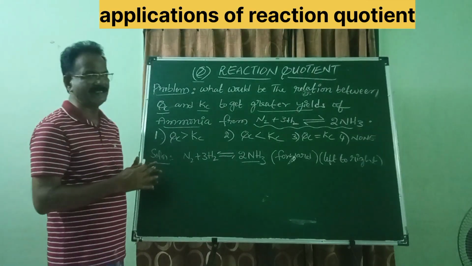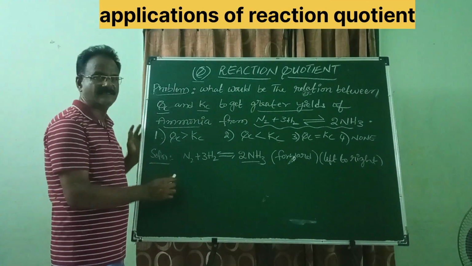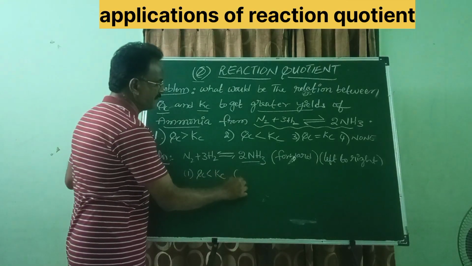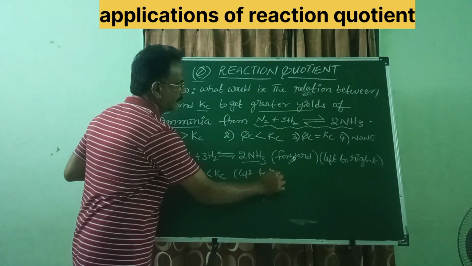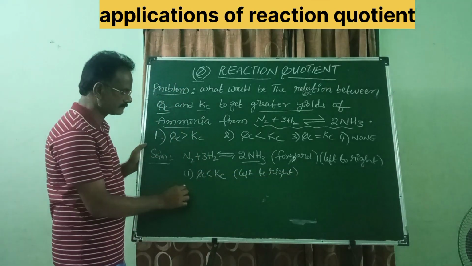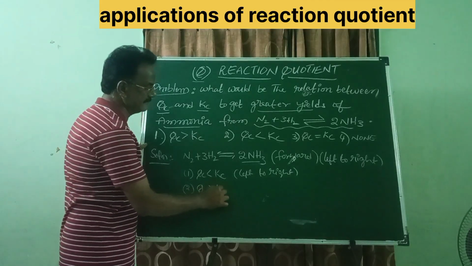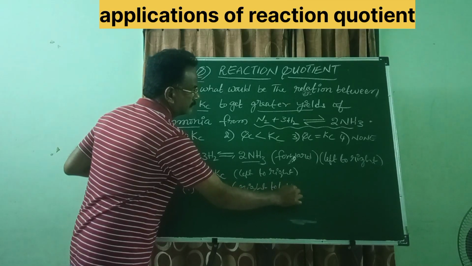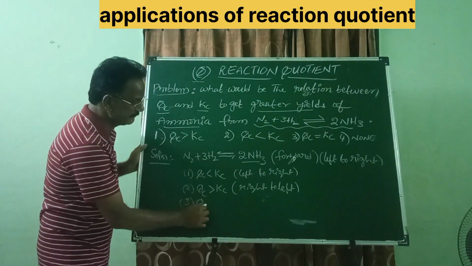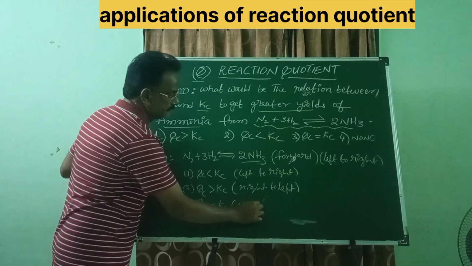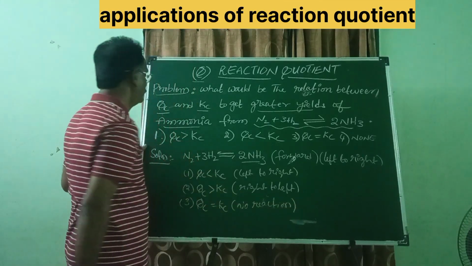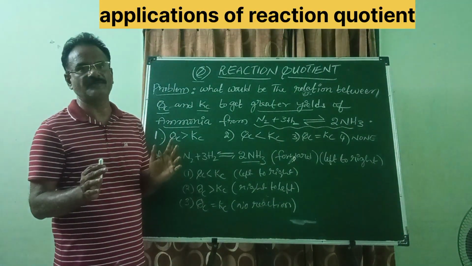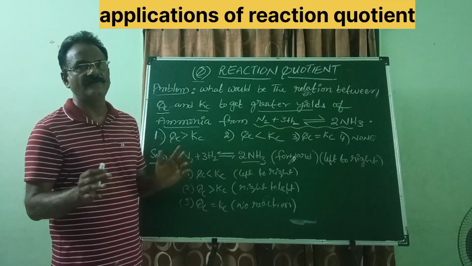Now we have three relations according to the concept. Relation 1, QC is less than KC. This favors left to right. Relation 2, QC is greater than KC, right to left. Relation 3, QC is equal to KC, no reaction. So it is clear, if one wants to get greater yields of ammonia, the forward reaction should take place and the reaction should proceed from left to right.